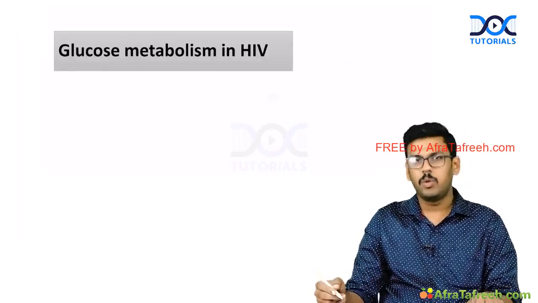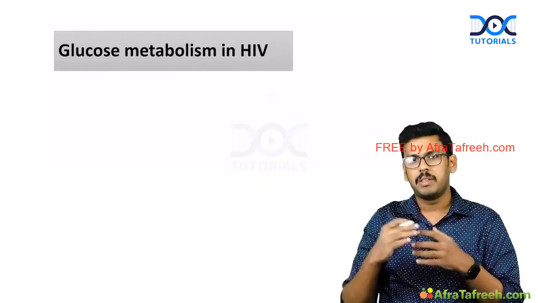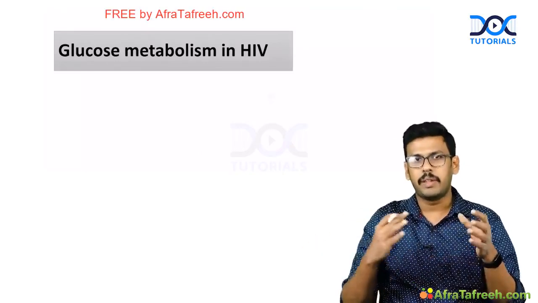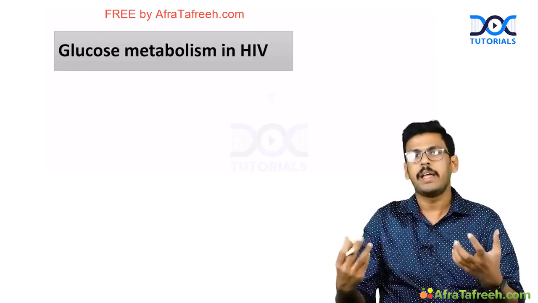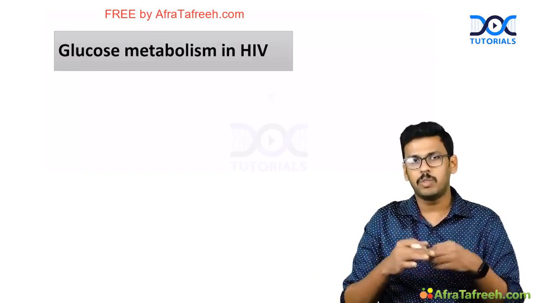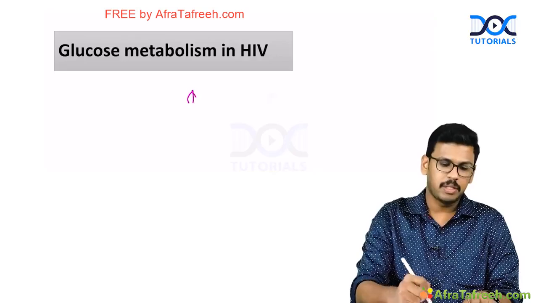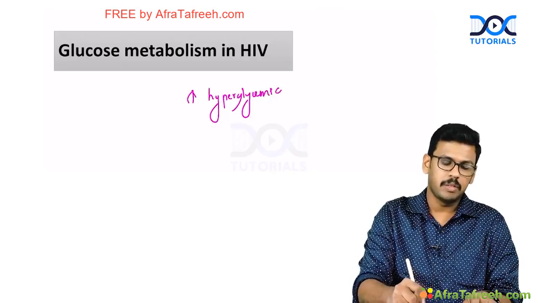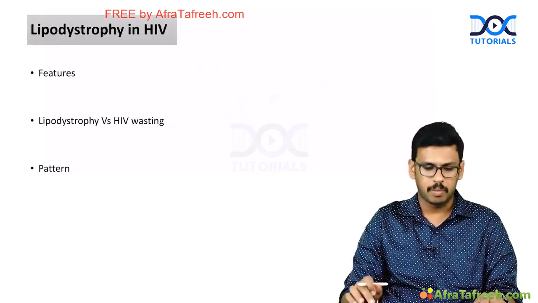Now, what about the glucose metabolism in HIV? This being an insulin resistance state, chronic inflammatory state, that will result in peripheral insulin resistance at the level of adipose tissue, at the level of muscle, and the increased fatty acid generated as a part of visceral adipose tissue metabolism also will hamper the glucose metabolism. So there will be increased hyperglycemia, insulin resistance. Insulin resistance, this is the usual glucose metabolism abnormality.